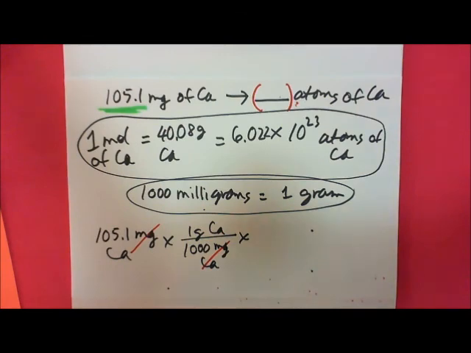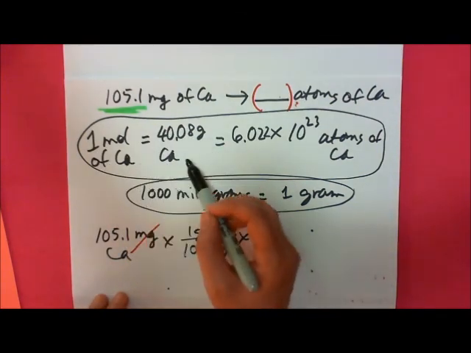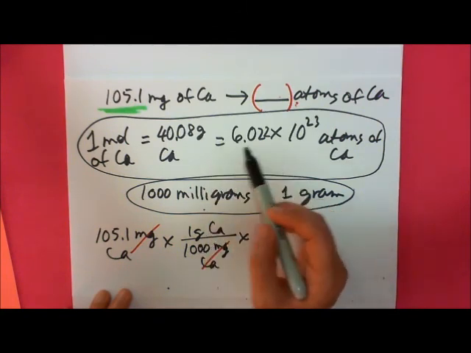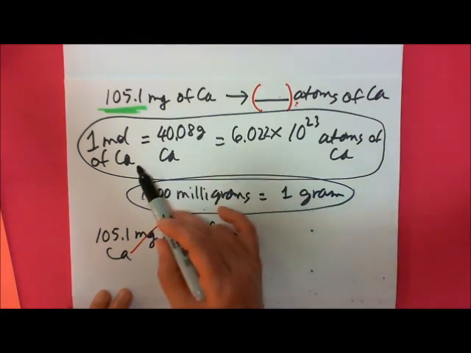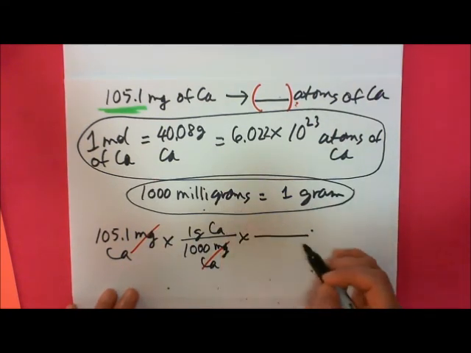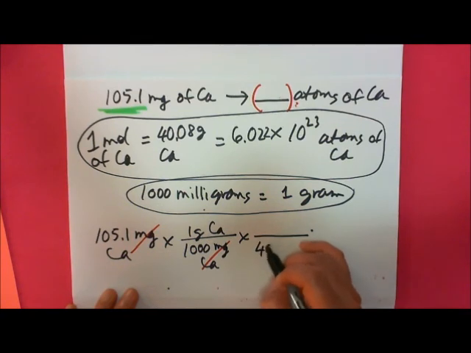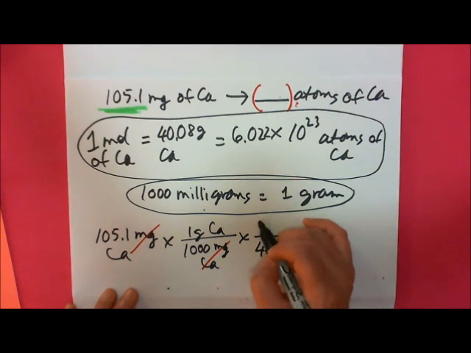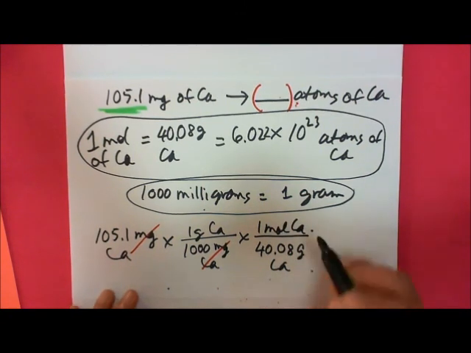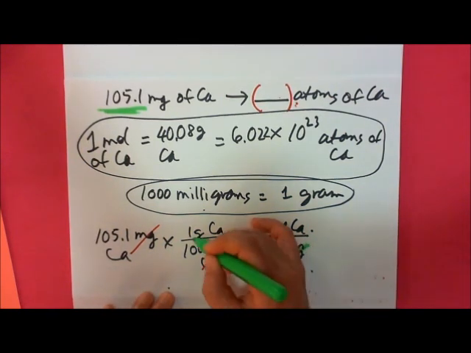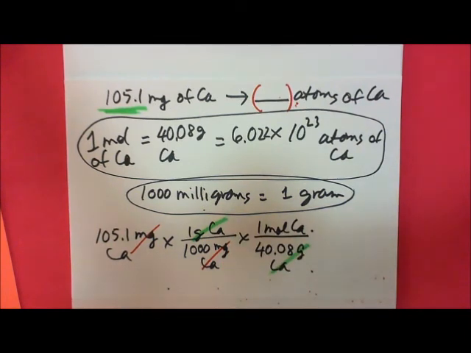And now I'm going to use this other thing to go from grams to moles. Now you could actually go directly from grams to atoms, but generally chemists tend to go from grams to moles and then from moles to atoms. So I'm going to go ahead and do that. I'm going to have 40.08 grams of calcium to 1 mole of calcium. You can see that I've got grams of calcium on the bottom, which is going to cancel out, and grams of calcium on the top, which is going to cancel out.